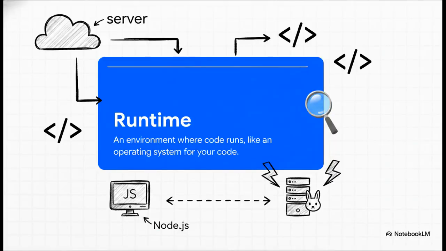Just to make absolutely sure we're all on the same page here, let's quickly define the core concept. What actually is a runtime? Well, simply put, a runtime is an environment where your code runs. You can think of it literally like an operating system for your code. Back in 2009, Node.js completely revolutionized web dev by becoming the first major JavaScript runtime for servers. It let us use JavaScript outside the browser.